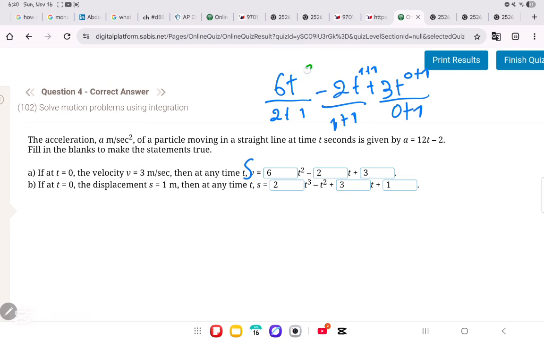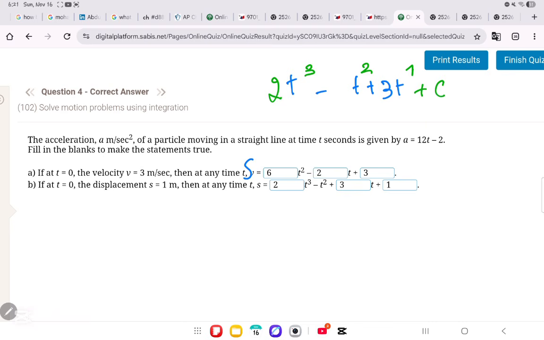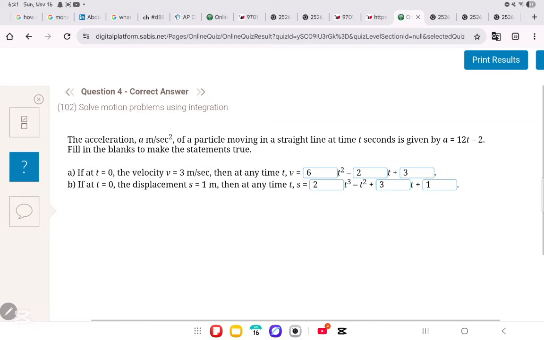So this will be 3, so this will end up being 2. This will be 2 and 2, so this will be 1. This will be 1 and 1, so this is 3t, and don't forget plus c. They said when the time is 0, the displacement is 1, so it's equal to 1 when the time is 0. So our value for c is what? Our value for c is 1.